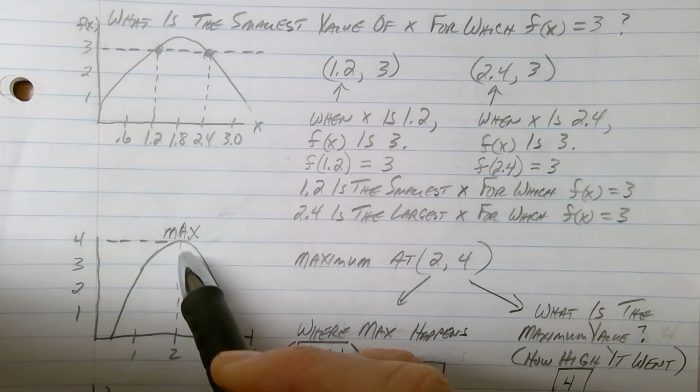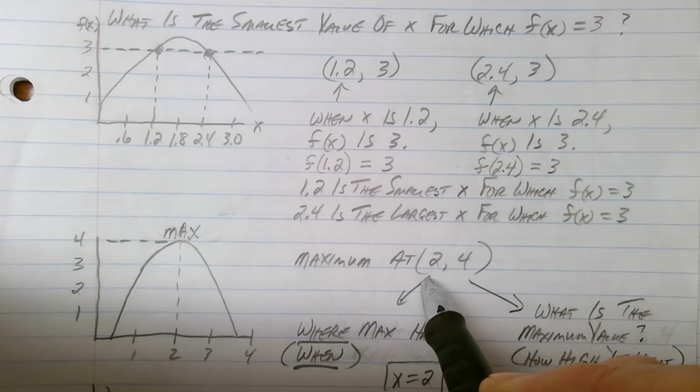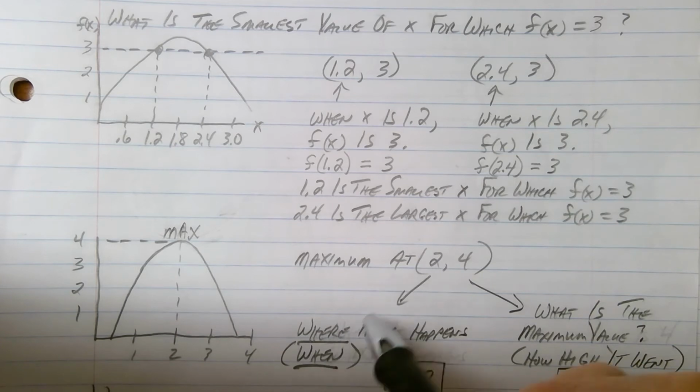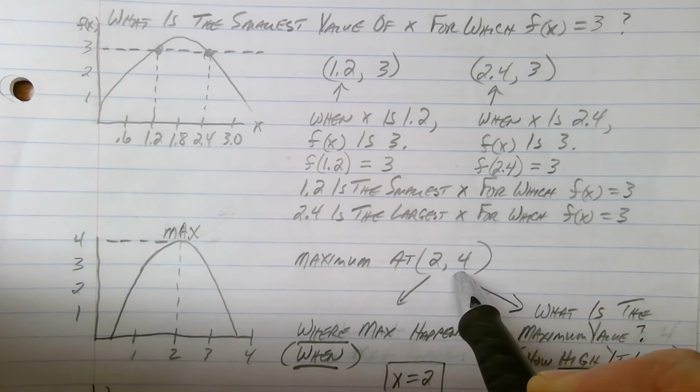So when did you get to the top? Did you get to the max? At 2. The x value is going to tell you when. Sometimes they use the word where, but it means the same thing. The x value is time. At what time did this happen?